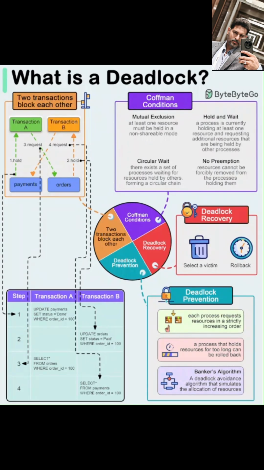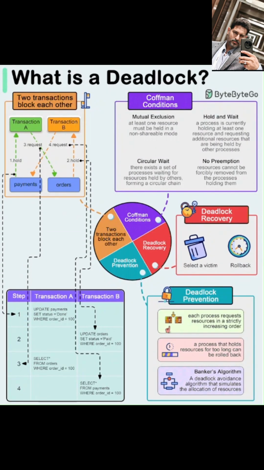No preemption: resources cannot be forcibly taken away from a process that's holding them. You can't just yank the payments lock away from transaction A, for example. So, we've got these conditions, and they lead to our transactions blocking each other. Let's look at a simple step-by-step example to really nail this down.